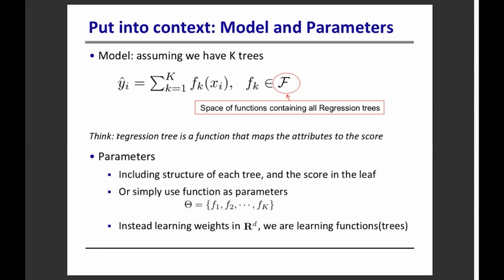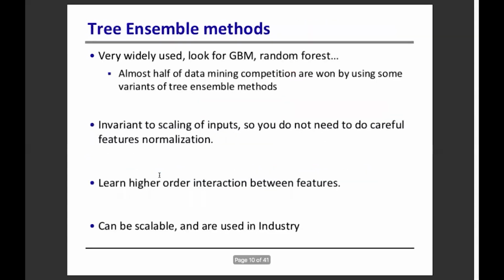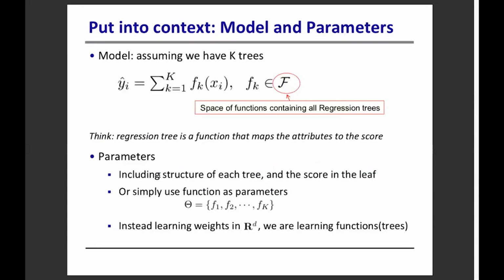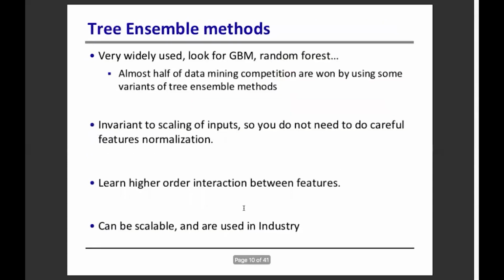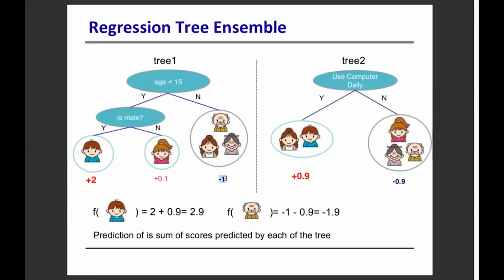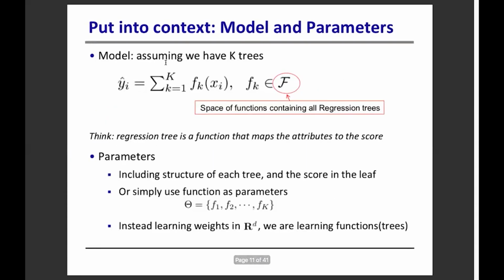So you can think of a regression tree as a function that maps attributes to scores, including the structure of the tree and the score in the leaf. What are the parameters of the tree? First, the structure of each tree, meaning the criteria on which we are splitting the tree, and second, the values in each of the leaves. These are the two parameters. That is the model.